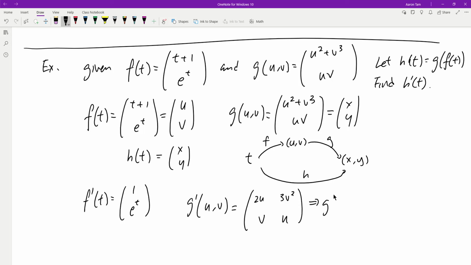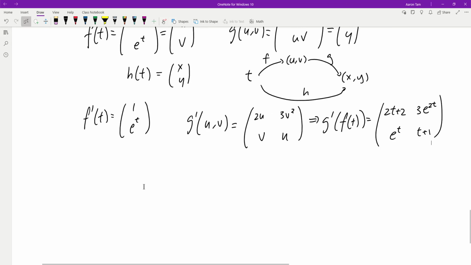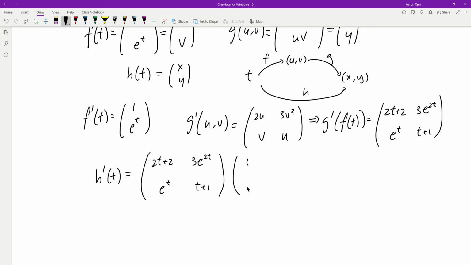And so if I now plug in f of t, what I have will be the following. 2u would be just 2t plus 2. 3v squared would be just 3, where v is e to the t, so 3e to the 2t. And then here will be just e to the t and t plus 1. So now I can form my composition derivative, h prime of t, which is basically equal to 2t plus 2, 3e to the 2t, e to the t, t plus 1, multiplied by 1, e to the t.